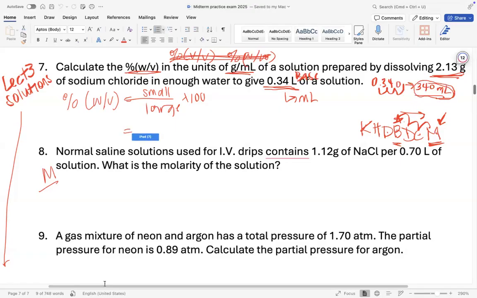So we're doing 2.13 grams over 340 mils, and then that times 100 to make it a percent. Again, I'm running out of room, but let's look. 2.13 divided by 340 times 100 happens to be less than a percent just because the numbers I made up are weird. But we have a final answer of 0.6, and we're going to round to 3, so 0.63%.